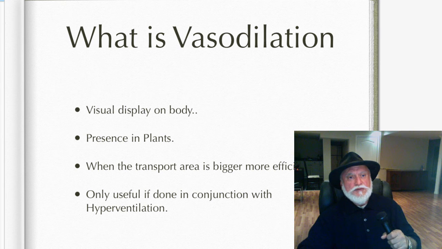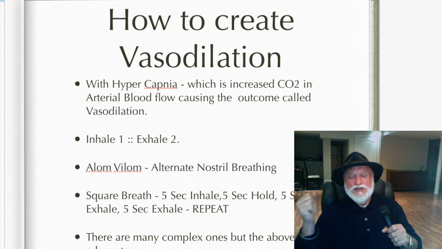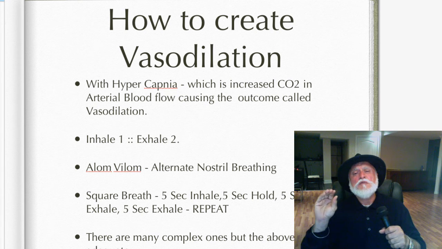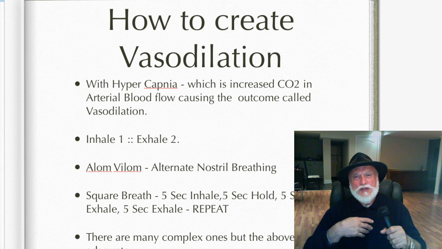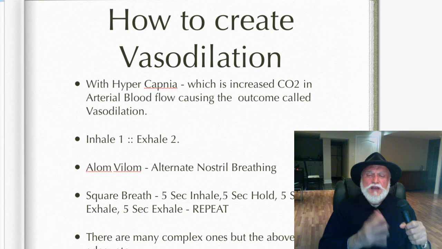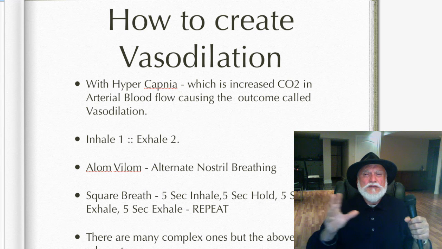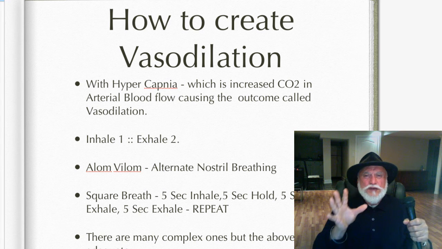So coming back to how to create this vasodilation, how to make the blood vessels go bigger. There is something known as hypercapnia, or the increase of CO2 level in your arterial blood flow. We talk about the arterial blood flow. We have the respiratory system and we have the circulatory system. They meet at the interface within the lungs and the heart.